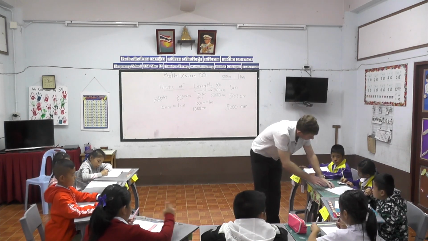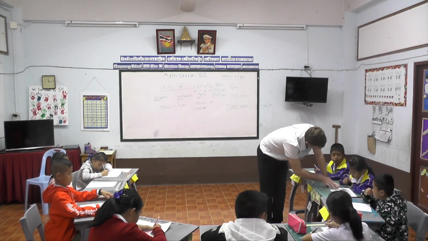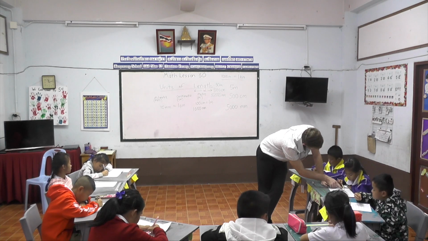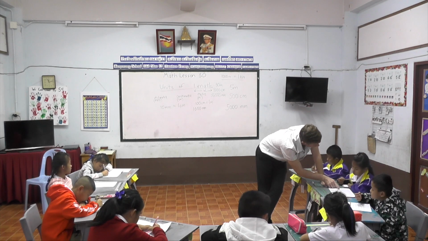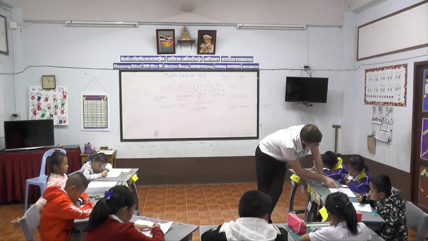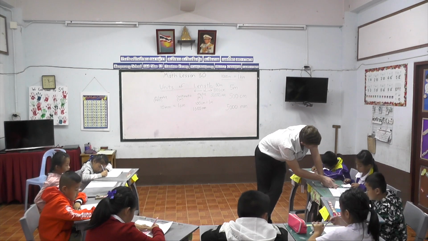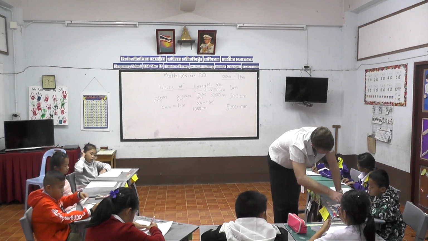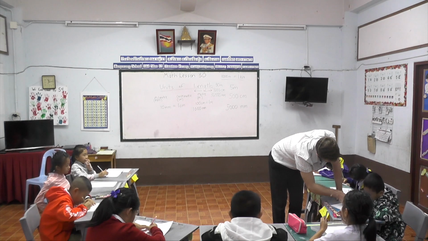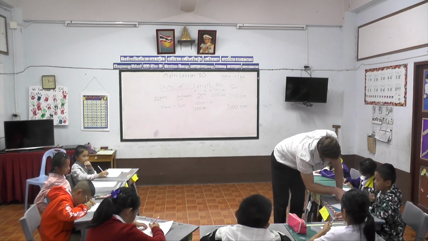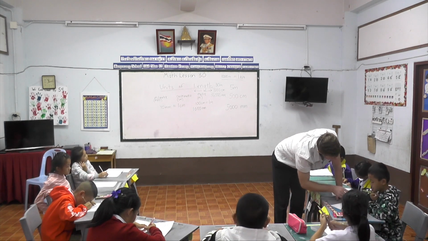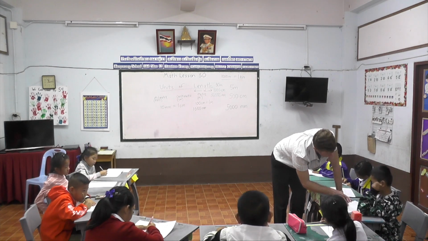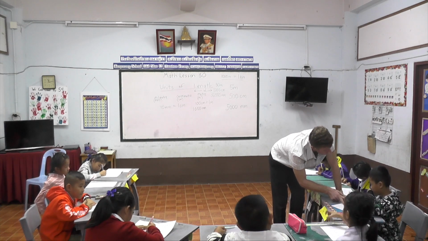Pak Pung, you okay? How about this one? 100 meters is 10,000 centimeters, 100,000 millimeters. Excellent. What do we think here? 50 meters, 5,000 centimeters, 50,000 millimeters. Yes. Excellent.